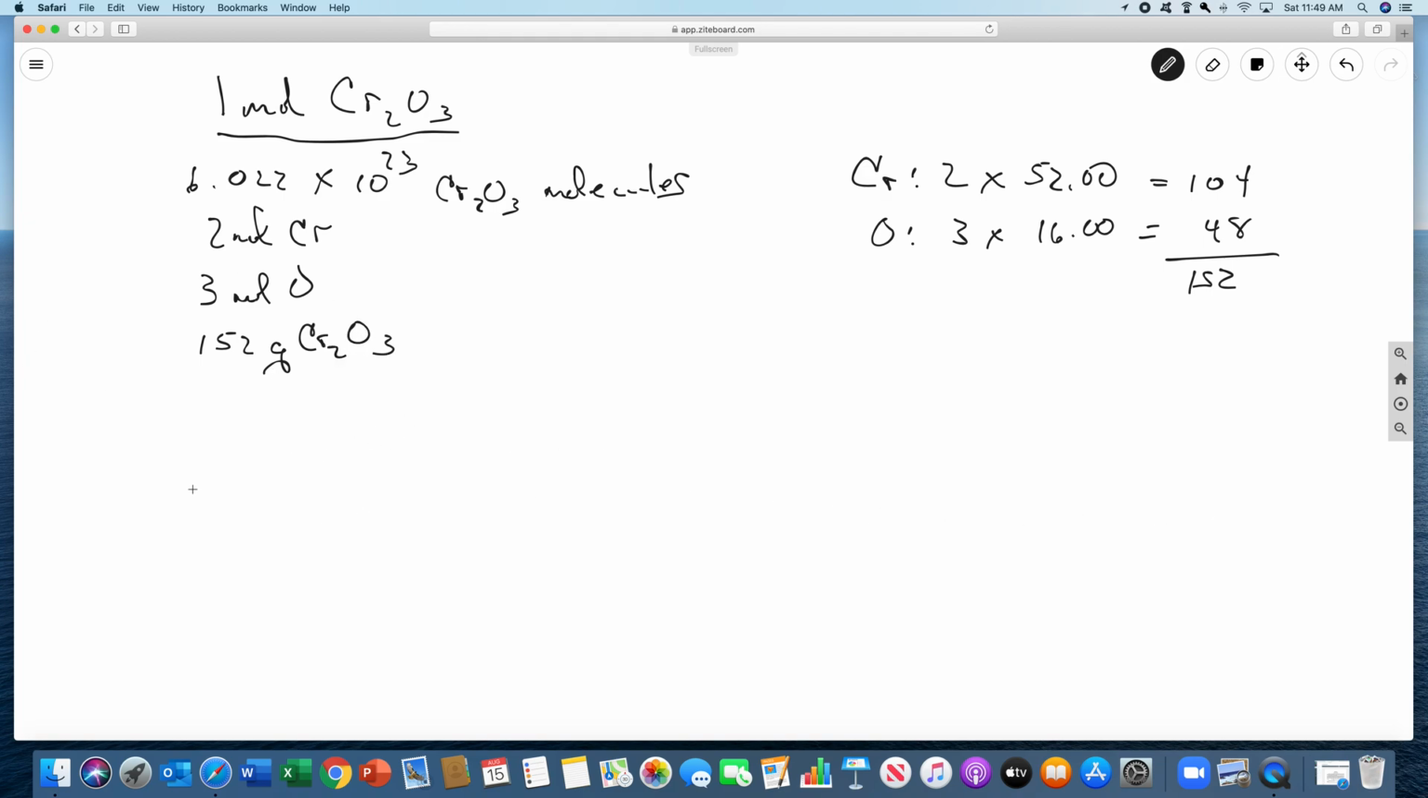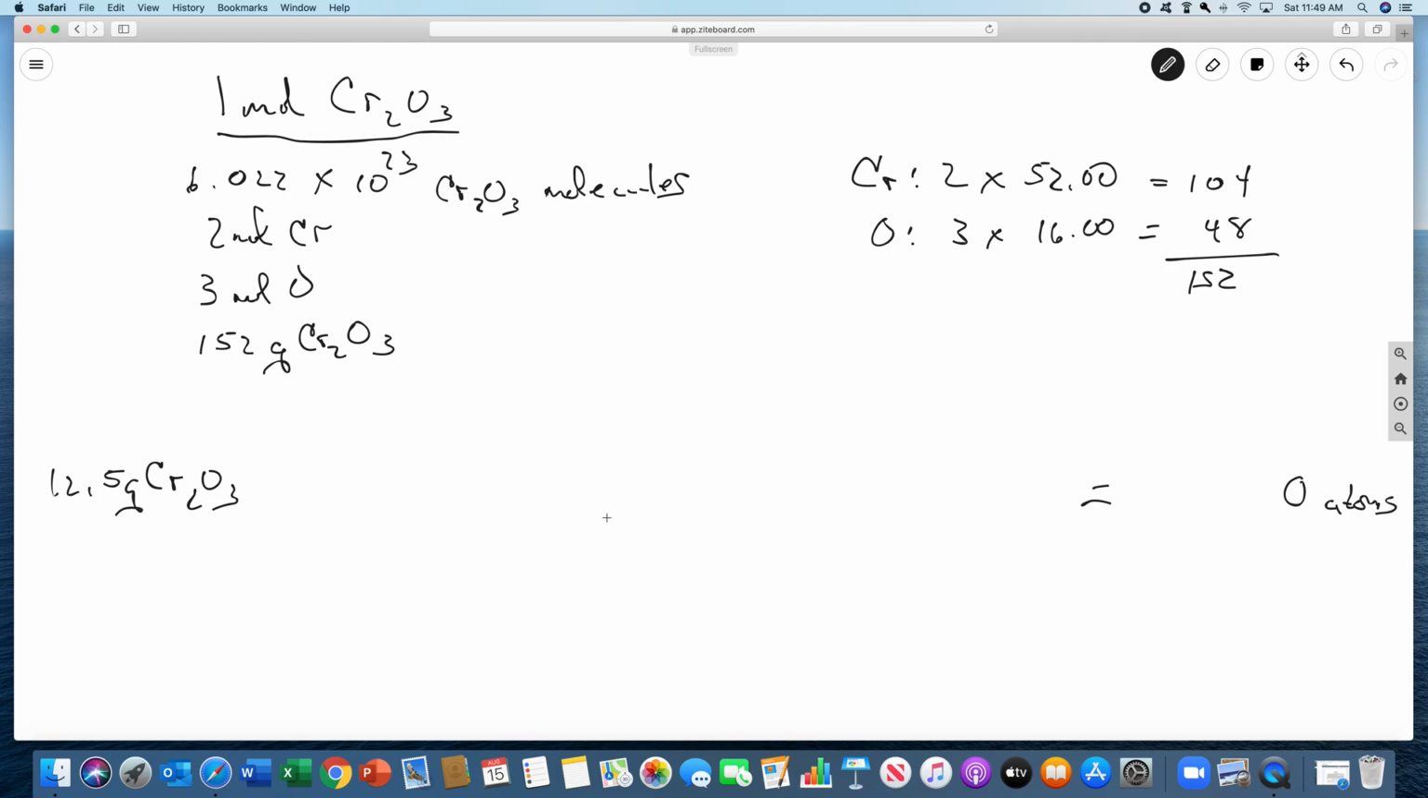I'll just do one quick calculation. Let's say that I have 12.5 grams of Cr2O3, and for whatever reason, I want to find out how many oxygen atoms there are.